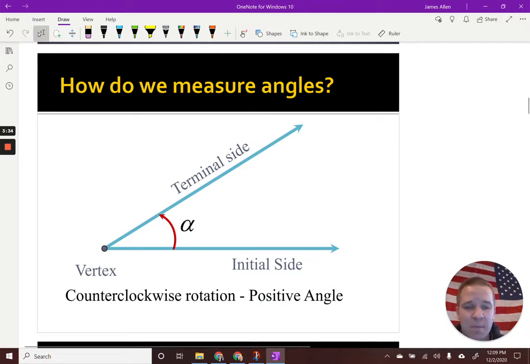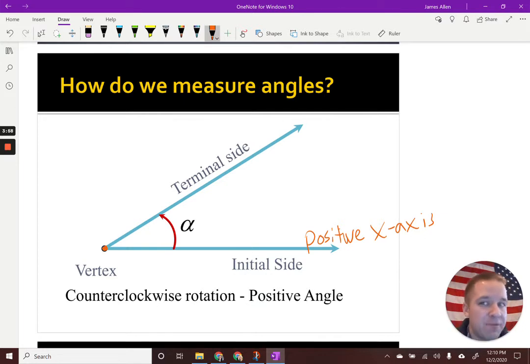So our initial side, that's going to be our positive x-axis, okay? Positive x-axis to our terminal side of the angle. So it's an angle of rotation, okay? So we're going counterclockwise for a positive angle. This vertex right here, when we're dealing with this as angles of rotation, that's going to be my origin. So you could almost think of, you got your y-axis. That's a little better. And we've got our positive x-axis there. It's already labeled. We're good to go. So that's my origin, where that's going to be. All right, wonderful.